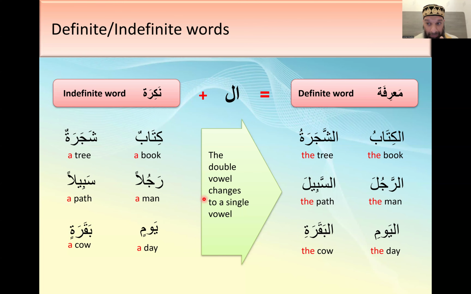So this is maybe the first simplest rule of Arabic grammar. The default is two dhammas. When you stick an alif lam on it, then you drop the double and make it single. Think of it like this: you add some ink here, alif lam. To balance it out, you have to drop some ink there. So kitabun becomes al-kitabu. If you said al-kitabun, you're reading it wrong.